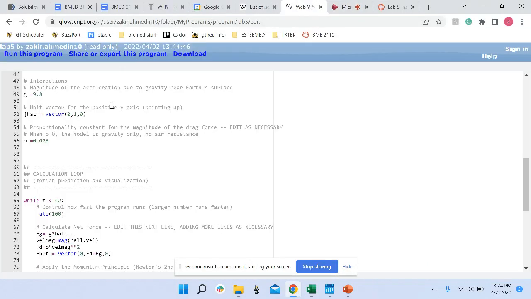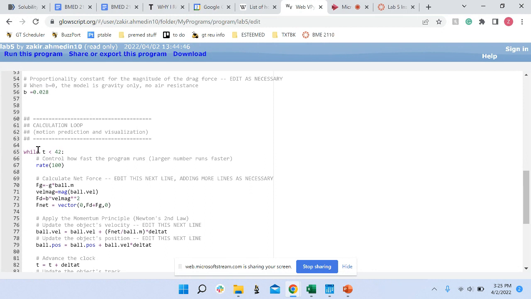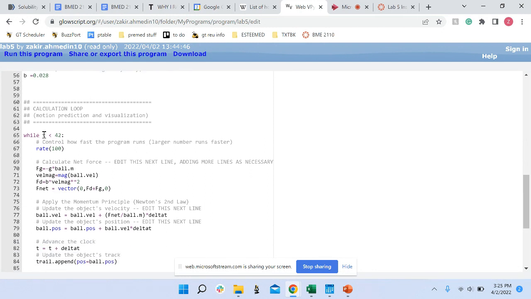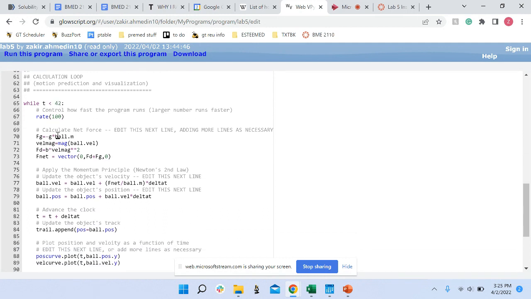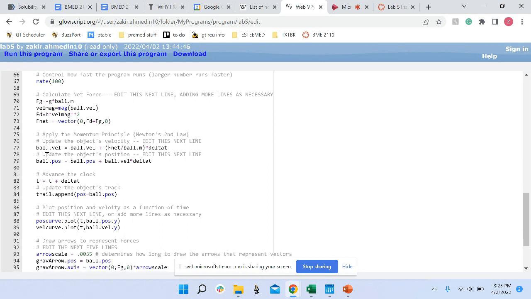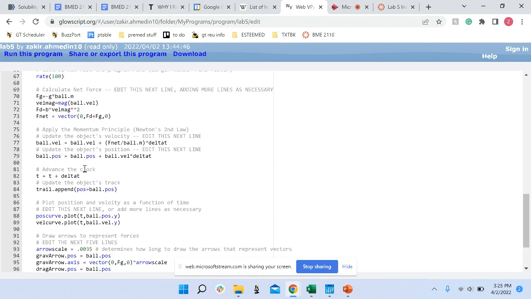This code was actually very similar to lab number 2 with drag, except we have a change in the proportionality constant, which was determined experimentally. We have a change in the time interval, which was 42 seconds. And we have the gravitational force and the drag force, these formulas that were shown earlier. And then we also have these update formulas, the velocity and position update formulas. And then since this is a loop, we have to advance the clock by adding the delta t to the time and then recalculating all of these values.